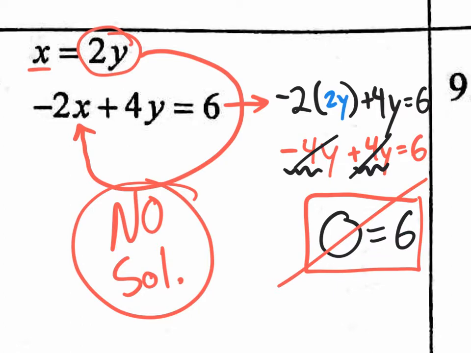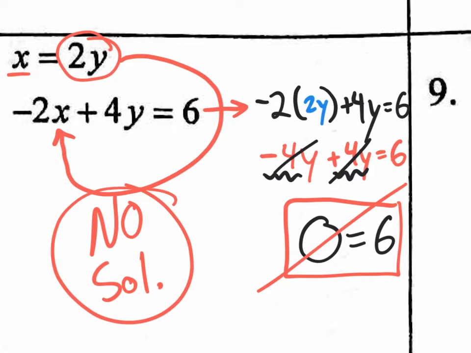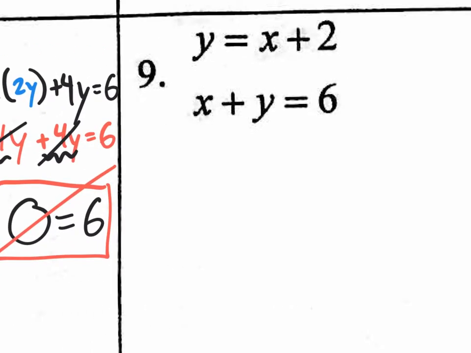solution. But let's say the variables cancel and you end up with something that's always true, like 6 equals 6. Oh, I'm sorry, 6 equals 6. Then you wouldn't say no solution. Right there you would say infinitely many solutions. All right? Let's take a look at number 9 over here.